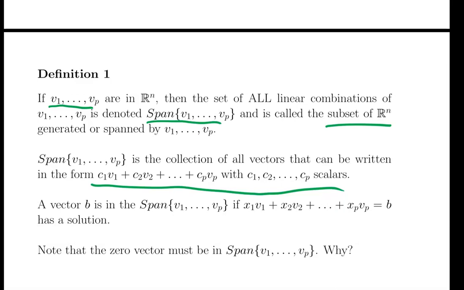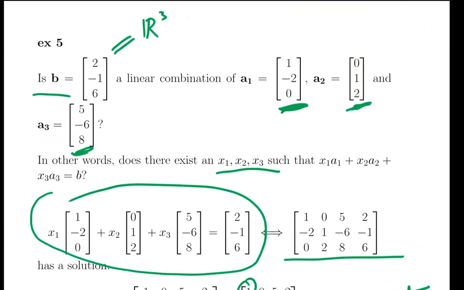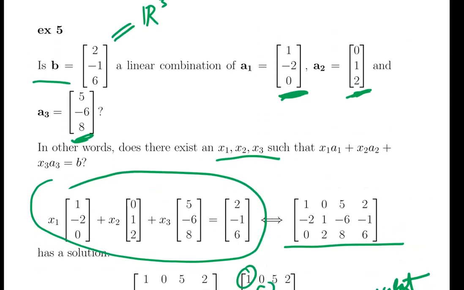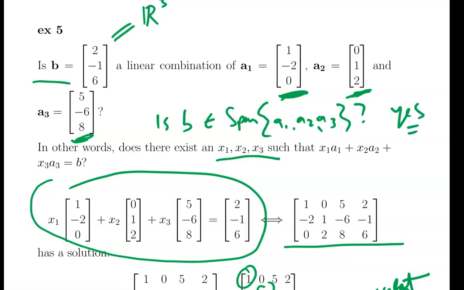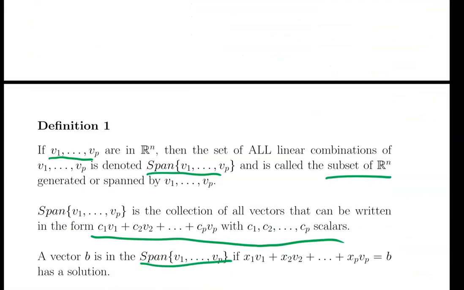And we say a vector B is in the span if B is a linear combination of V1 to VP, right? So that's really what I was asking here. Another way I could have asked this question is: is B an element of the span of A1, A2, and A3? And the answer is yes, it is. You can find the actual x1, x2, and x3 that make that so, but we already saw there's a solution. So that's another way to ask the exact same question.